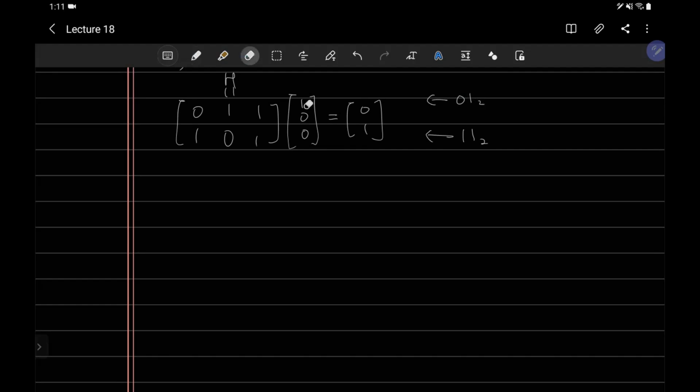Then what happens if I have the error in the middle bit? In this case, 0 times 1 is 0, 1 times 0 is 0, and then this is 1. For the second, 1 times 1 is 1, and then 1 times 1 is 1, so it will be 0. So if we have the error in the second bit, then we will obtain something like 1, 0.